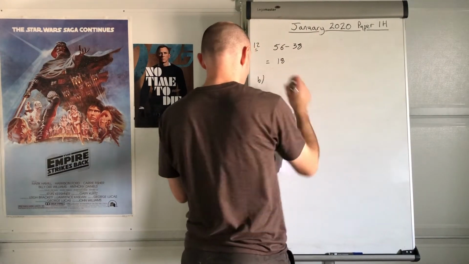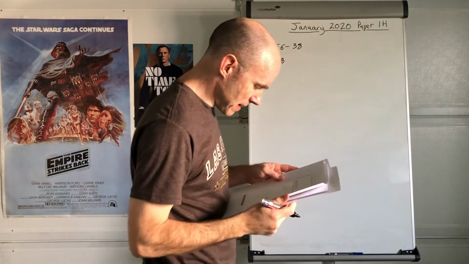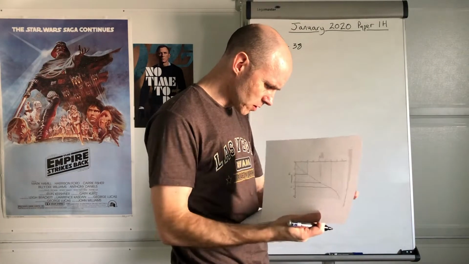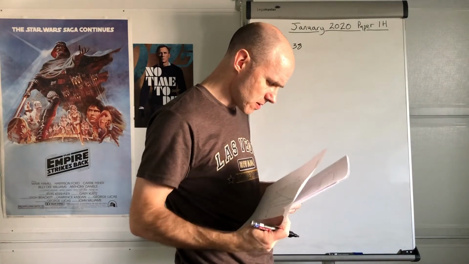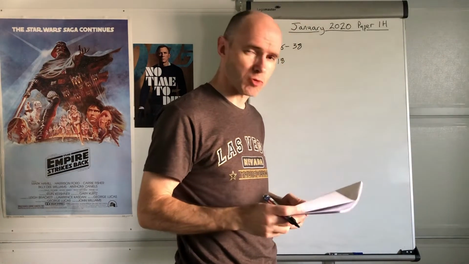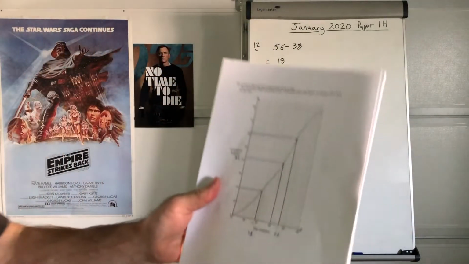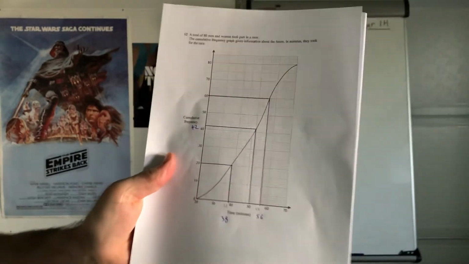Part B, 60% of the men took 50 minutes or less for the race. No women took 50 minutes or less for the race. Okay, so what you want to do is do a read off from the graph again of 50 minutes. So let me show you again. That's my graph. This is my read off.